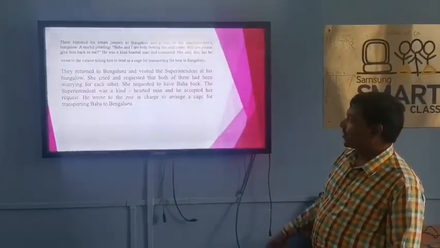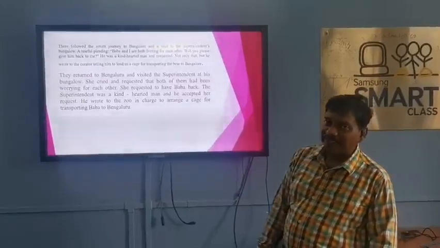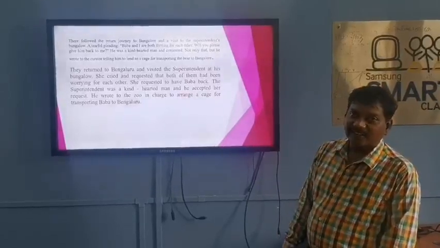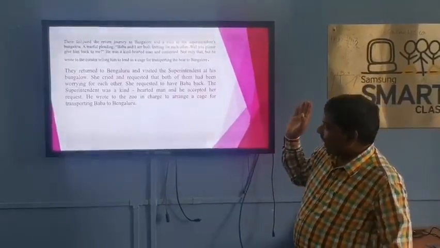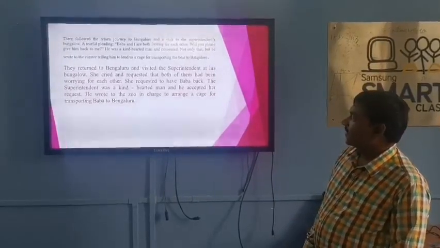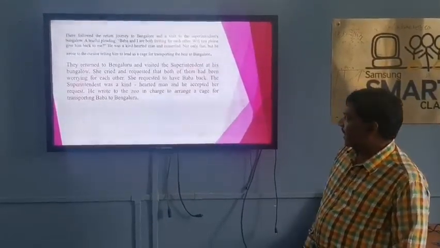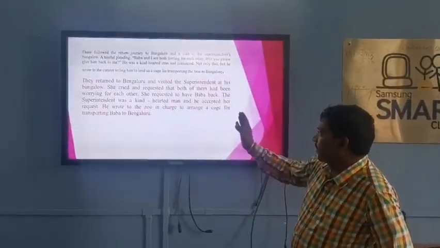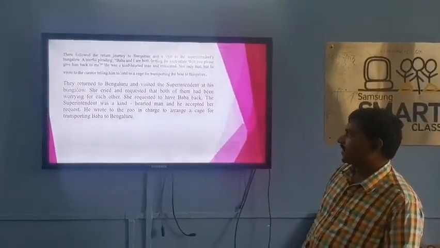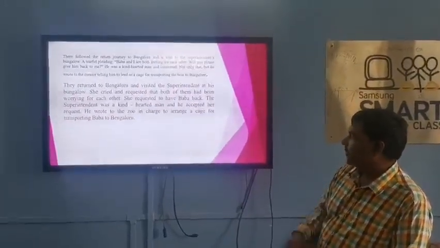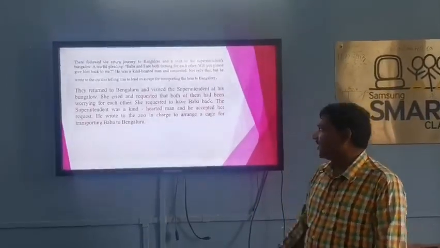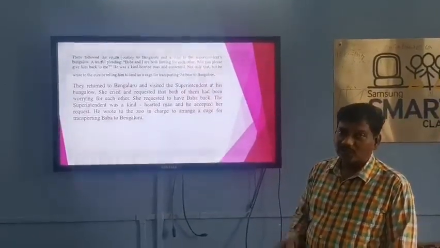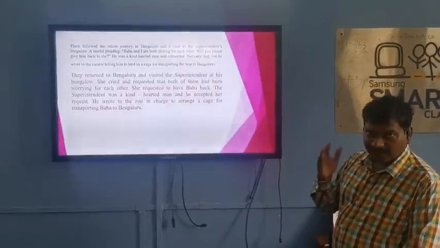She cried and requested that both of them had been worrying for each other. So the narrator's wife requested the superintendent in Bangalore, and she also cried, and she told him that both of them, Baba and the narrator's wife, were caring for each other. She requested to have Baba back. The superintendent was also a kind-hearted man, and he accepted the request. He wrote to the zoo in-charge to arrange a cage for transporting Baba to Bangalore. So the superintendent was also a kind-hearted person.